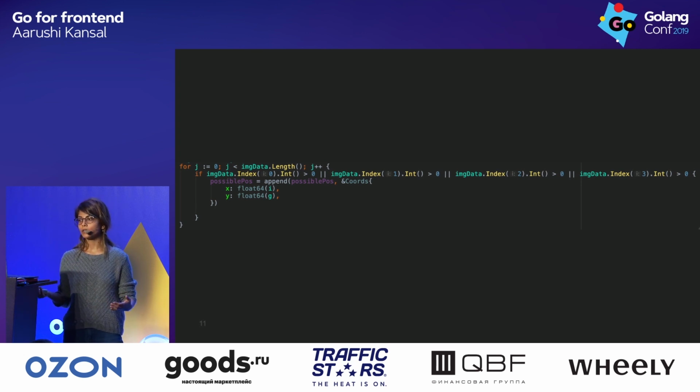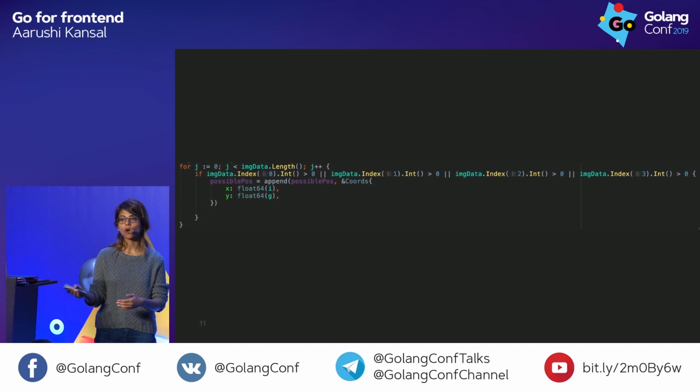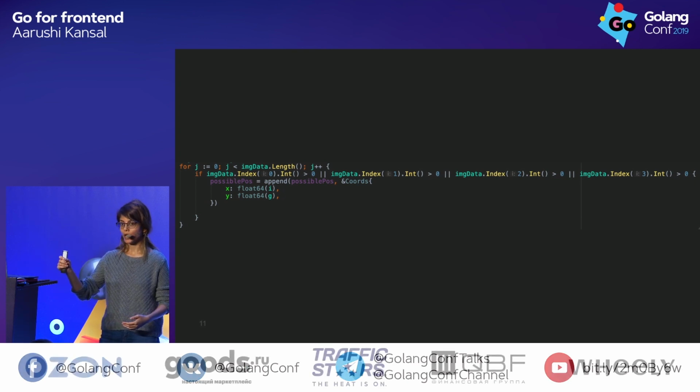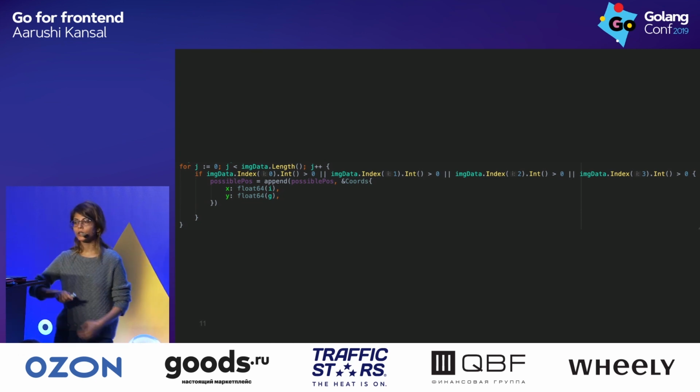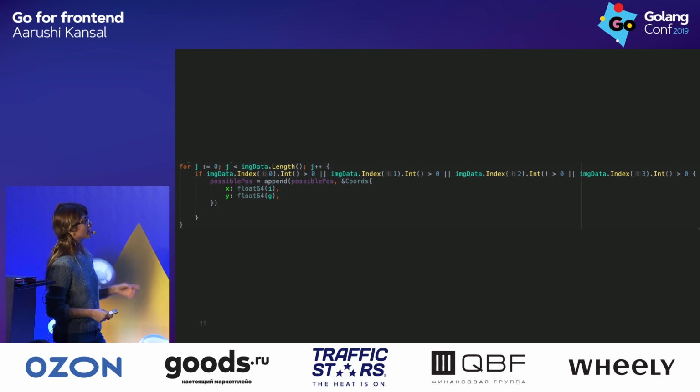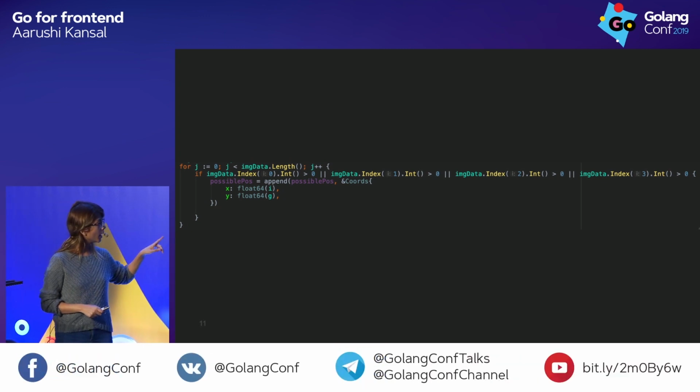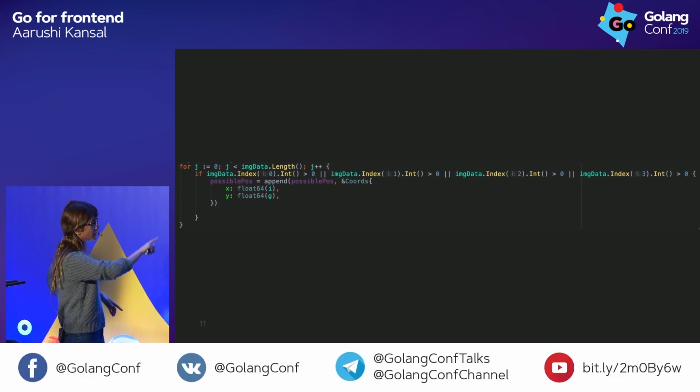So what we do is we write the word, we get all of the image data from our base canvas, and then we check whether there's an actual pixel there. And if there is, then we can say, okay, this might be a possible position that we can write our circles. But what you'll see is that in this for loop, we've got a bunch of if statements.